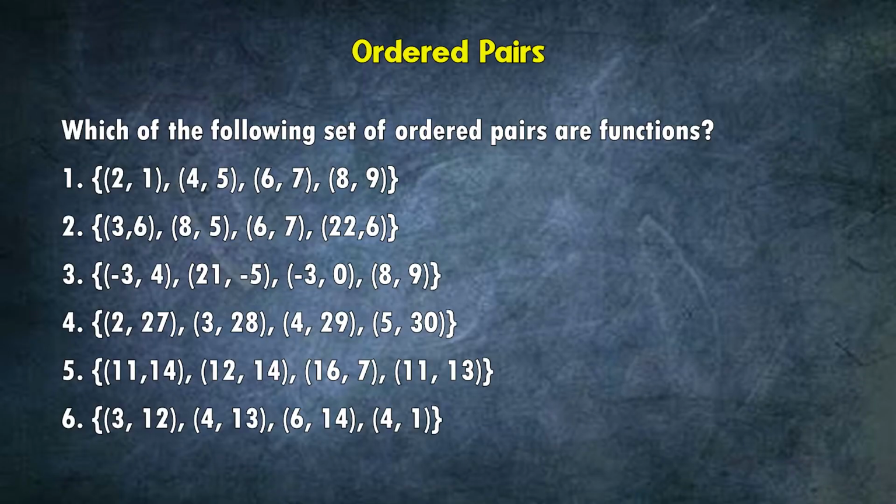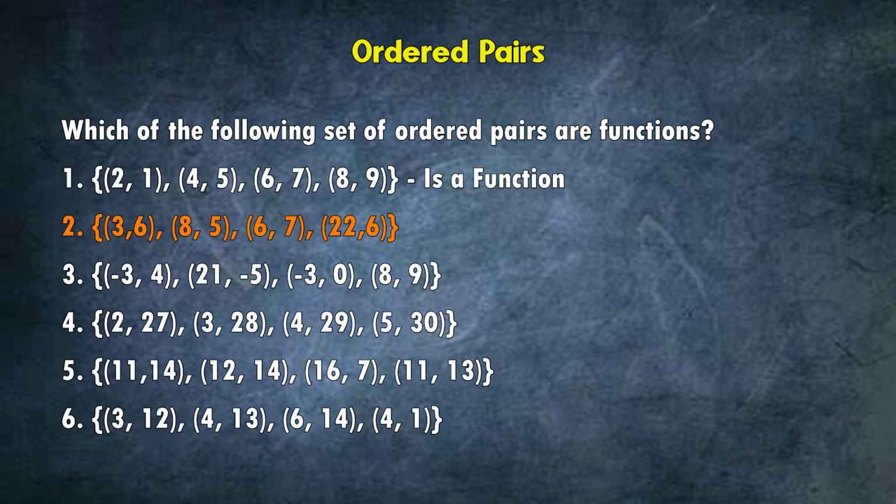Example: which of the following sets of ordered pairs are functions? In the first set, we have (2, 1), (4, 5), (6, 7), and (8, 9). If we look at the x values, we have 2, 4, 6, and 8. None of them repeats themselves. That means that A is a function.